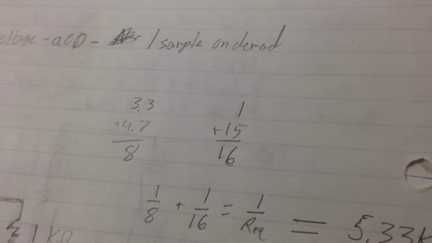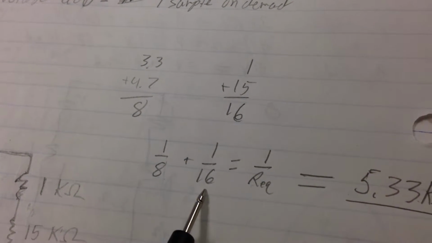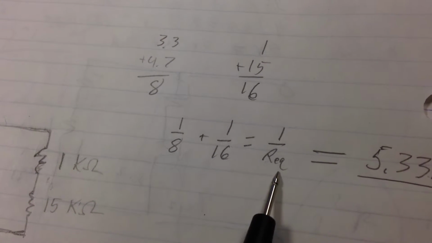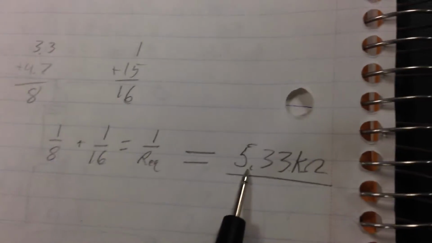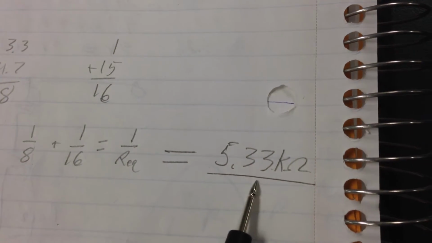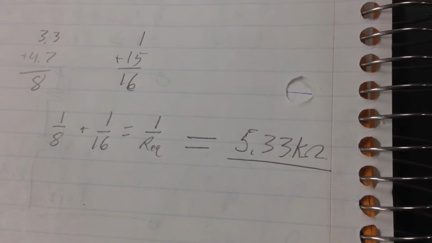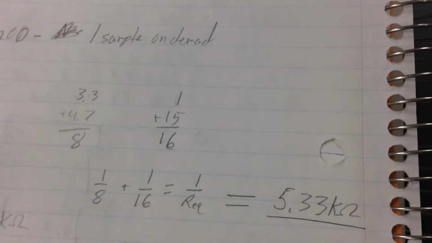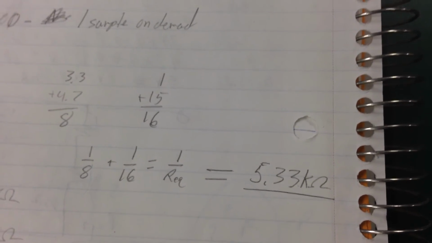And as you see on paper here, we had our 3.3 plus 4.7 got 8, and 1 plus 15 got 16. 1 over 8 plus 1 over 16 equals 3 over 16. Divide 16 by 3, because we need the inverse, gives us 5.33 kilohms, which was close to our values. So, not exactly the same values, but in the ballpark of how to find our equivalent resistance on the breadboard.